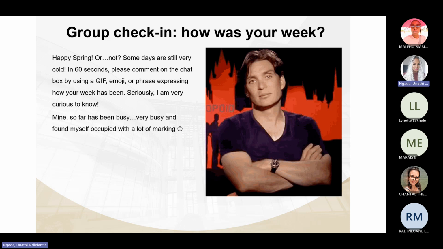Just to share on my side, mine has been quite busy because I've been occupied with a lot of marking that I would like to get done as soon as possible. So that's how my week has been. I've just been immersed in a lot of marking. So in the space of 60 seconds, please comment in the chat box, just sharing how your week has been.